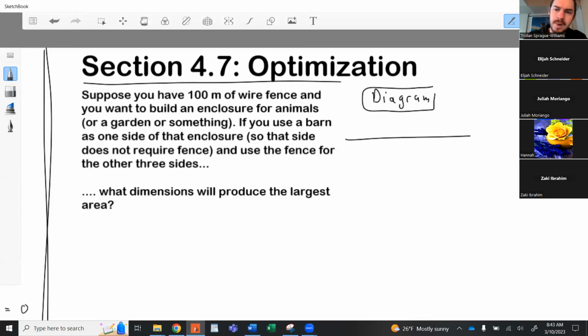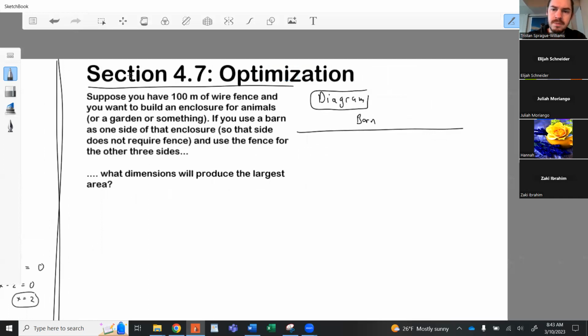So here's the barn. We're just going to assume that the barn is nice and long, and we don't have to worry about running into the end of the barn. So the wall of the barn is one side of the enclosure, and the other 3 sides of the enclosure are going to be fence. And I probably forgot to say, but this is going to be a rectangular enclosure.